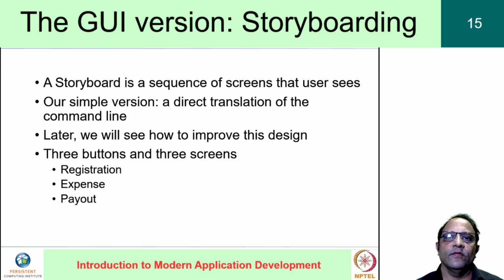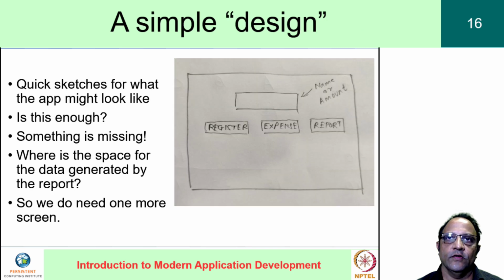To get a better idea of what it is that we set out to do, again, let us indulge in some paper prototyping, and accordingly we will do a sketch of our app. So here is a quick sketch for what the app might look like. There is a form where you can enter the name of the person or the amount. There are 3 buttons, one for registering a person, another for adding an expense, and a third one for asking for the report. So think about it.